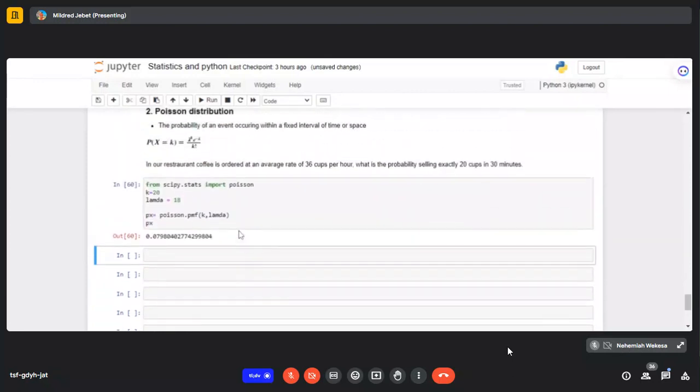Anyone with a question? Lambda. I thought lambda is a function. Lambda is this symbol here. Okay. Yes. Lambda is just like an icon, the way Chebet is showing you.